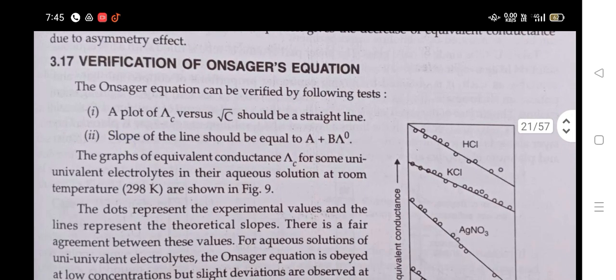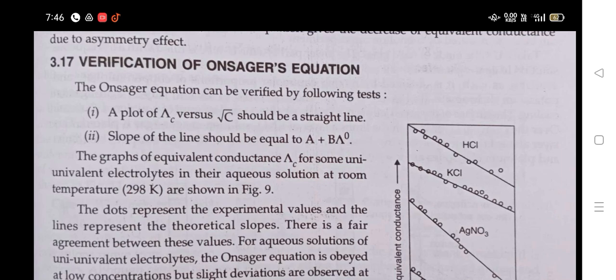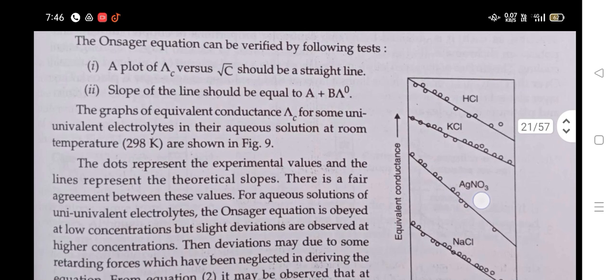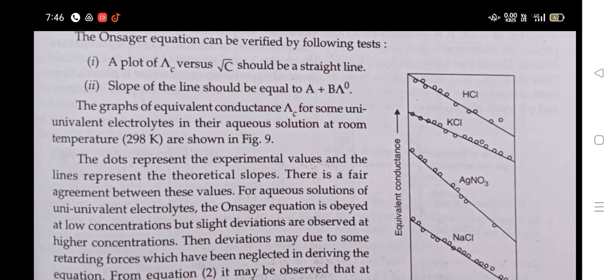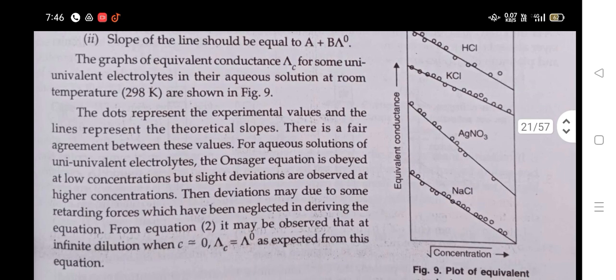Verification of the Onsager equation. The Onsager equation can be verified by the following tests. First, a plot of lambda_c versus root c should be a straight line. Second, the slope of the line should be equal to A + B lambda_0. The graphs of equivalent conductance lambda_c for some univalent electrolytes in their aqueous solution at room temperature are shown. The dots represent the experimental values and the lines represent the theoretical slopes.